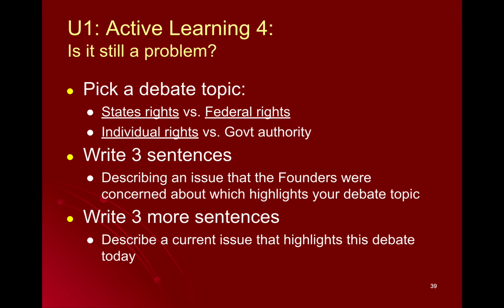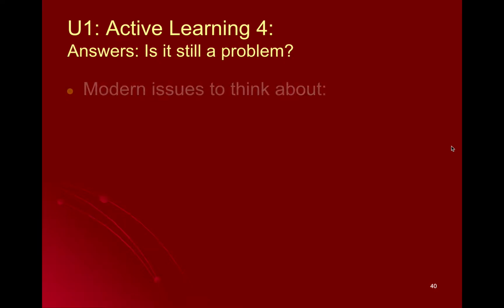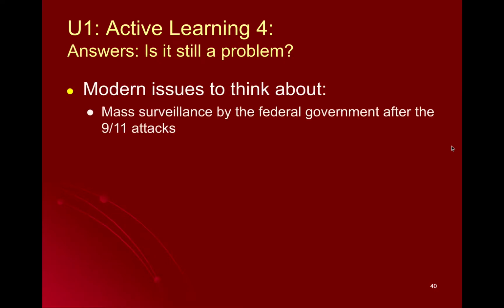This can be a political issue, it can be economic or social, that highlights either states versus federal rights or individual rights of people versus government authority. If you're having some trouble coming up with an idea for a current political issue, I've got a couple of examples if you want to look through them. The first one that I was thinking about is mass surveillance by the federal government.